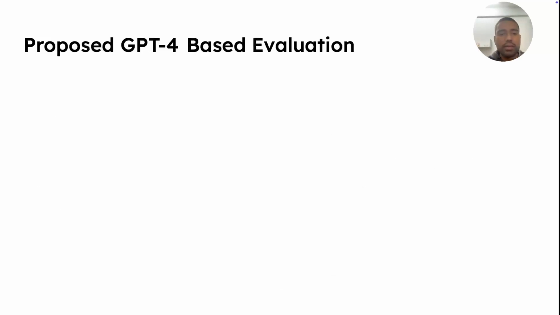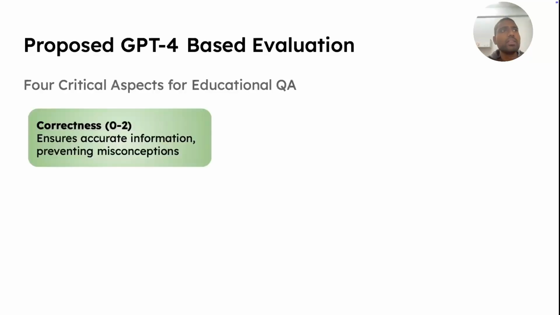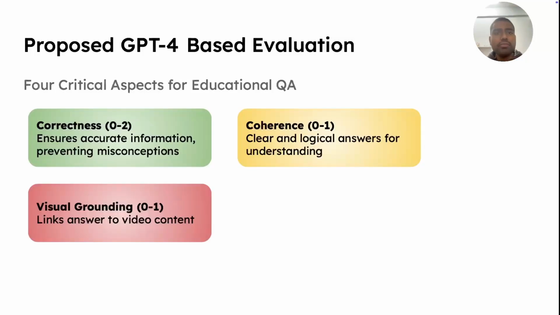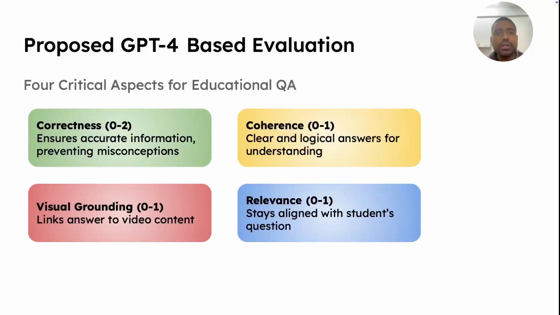To solve this evaluation crisis, we designed a custom evaluation framework using GPT-4. Instead of a single score, we evaluate on four critical aspects. Correctness, which would ensure accurate information preventing misconceptions. Coherence, which would ensure that the explanation is clear and logical. Visual grounding, which would check if the answer references the video content. And relevance checks alignment with the question. Now this composite score correlates much better with the human judgment.